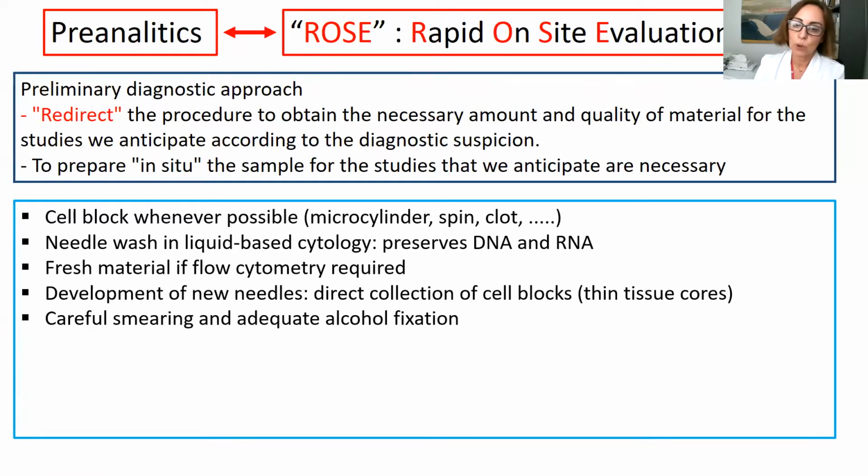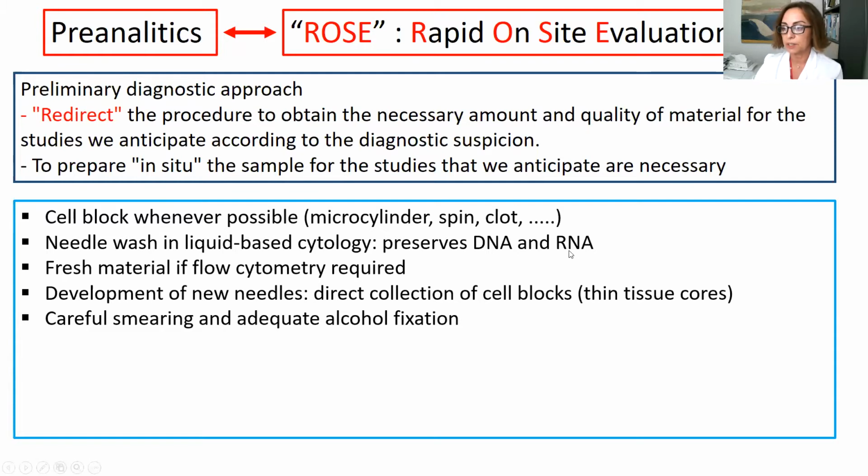It's very important in the way everyone does cell blocks. We like to do a needle wash and liquid-based cytology at the end of the procedure because this fixative preserves DNA and RNA very well. Of course, fresh material for flow cytometry is required if we anticipate a lymphoproliferative lesion, and we anticipate that we will need flow cytometry. And there is a development of new needles nowadays that allow, in many cases, at least in some cases, a direct collection of cell block.